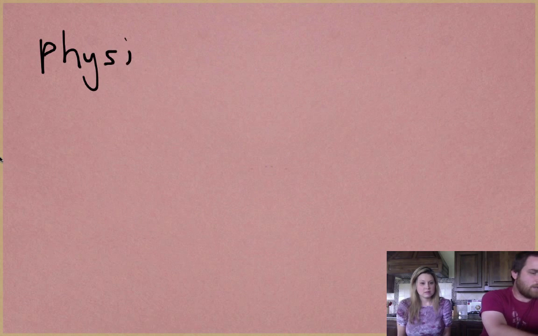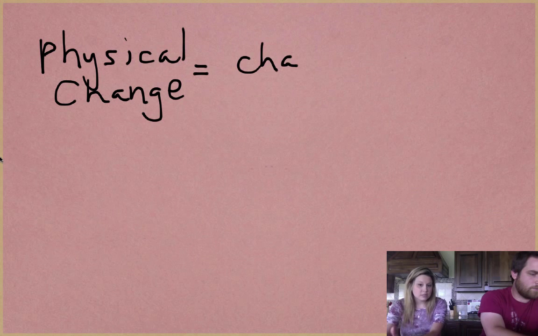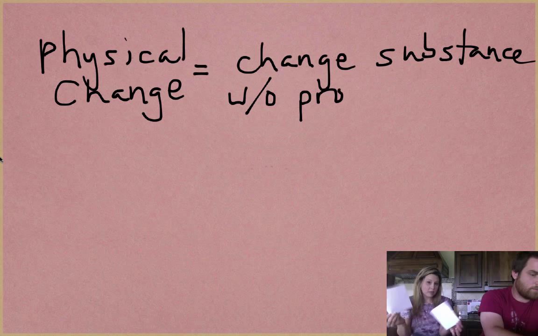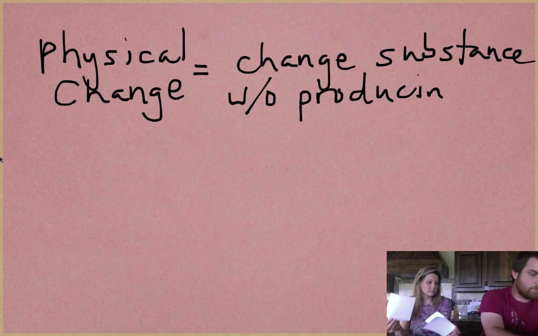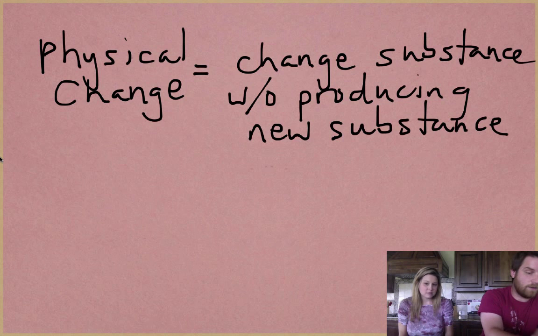So, Ms. Angarasa, if we have a physical change, we are changing the substance, but we're not altering its chemical composition. Like this piece of paper, I can rip it, but there's been no chemical reaction. It's still paper. It still has the same chemical makeup, without producing a new substance. It's still the same substance.